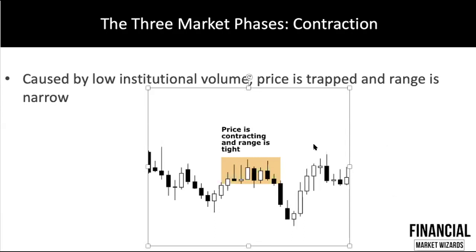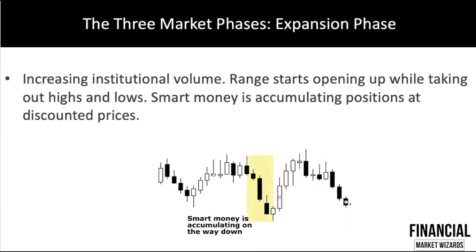After contraction, which means there's no volume, next comes the expansion phase. This happens when there's increasing institutional volume. That means the institutions are taking positions. The mistake a lot of people make is that they trade the breakout. It's fine to trade the breakout, there's nothing wrong with it, but you have to be smart about it.